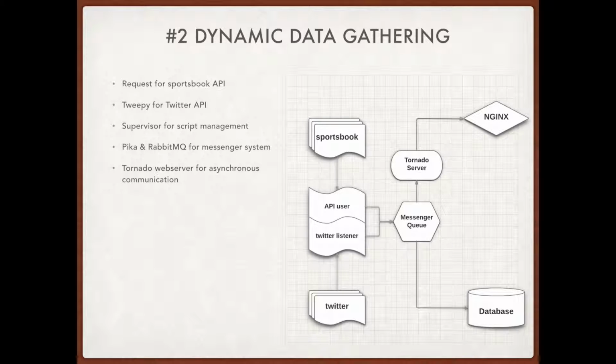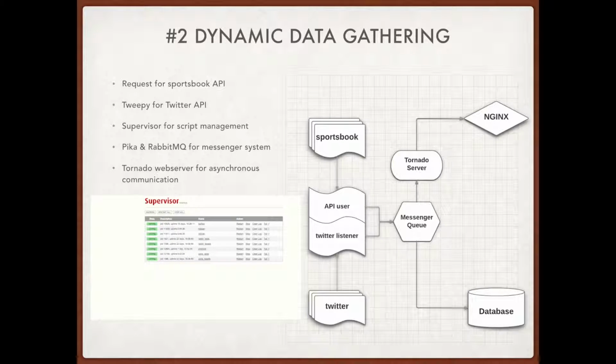The second is dynamic data gathering. Aside from scraping web pages, data can be obtained through API providers. Information such as betting lines and pricing, player injury, and trade news are always changing and require monitoring around the clock. The solution to this problem is the setup you see here.